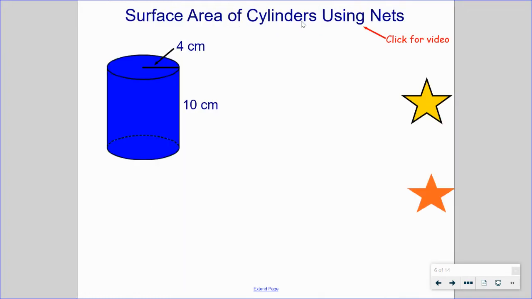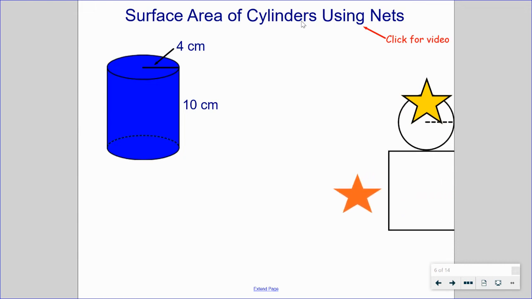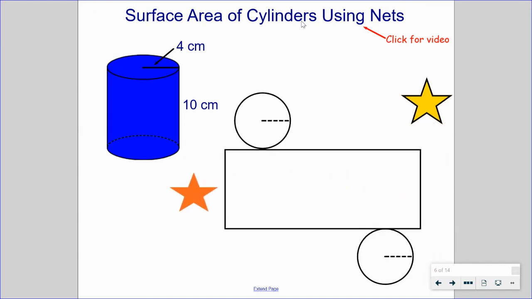We're going to focus on nets at the beginning. And so if I cut this cylinder up, I would see a rather large rectangle and then 2 circles, 1 circle on the top, 1 circle on the bottom. I'm going to go ahead and copy the dimensions.